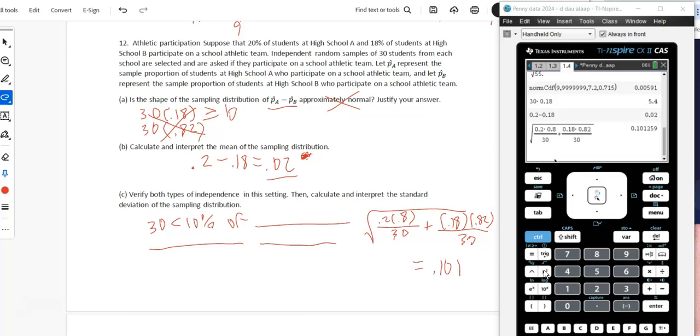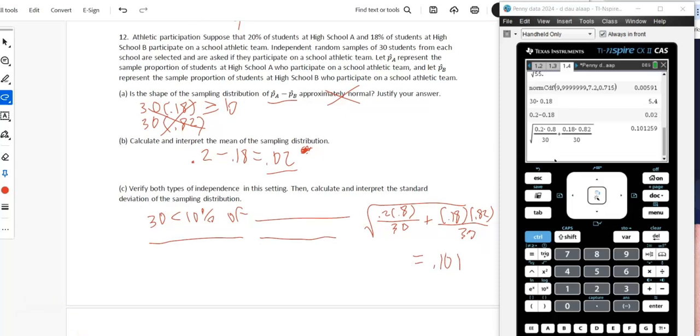So interpret that. If we took every possible sample of size 30 from high school A and every possible sample of size 30 from high school B, and found the proportion of students who play athletics, then the typical variation from the difference in population proportions is 0.1. The wording there is typical difference in population proportions. It would be 0.101.